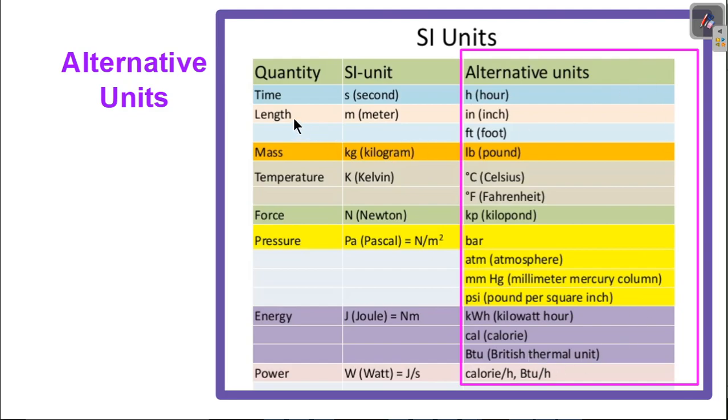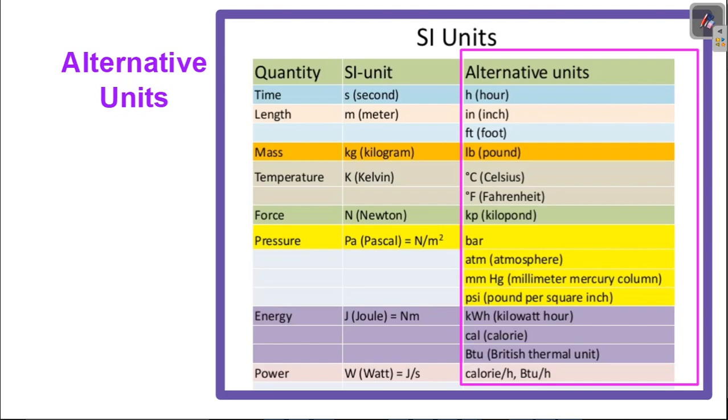Look at length. The base unit for length is the meter in the metric system. Alternative units in the metric system would be the centimeter and the kilometer. Here they give you an alternative unit in inches, which is in the English system. Both the English system and the metric system have base units and alternative units. And just note that alternative units are other units.